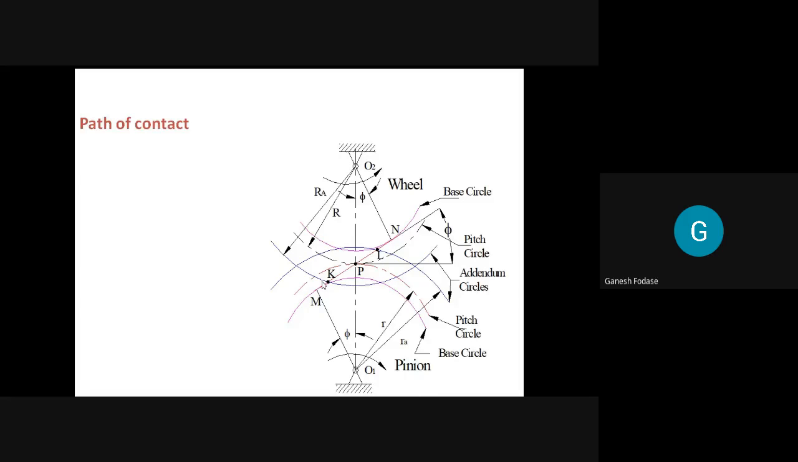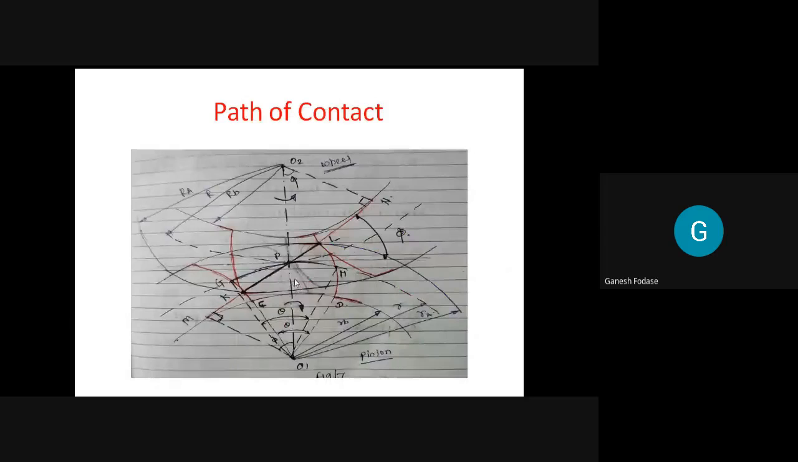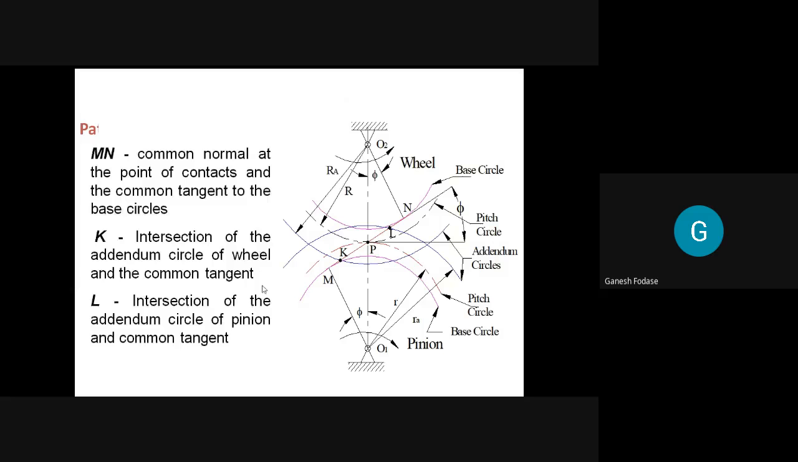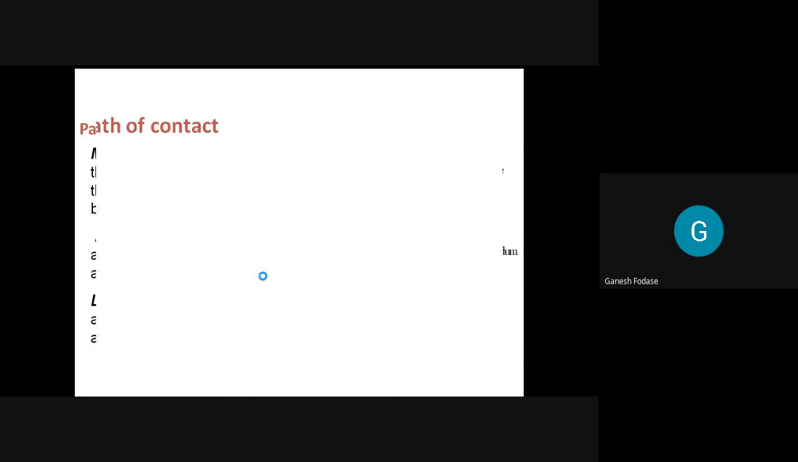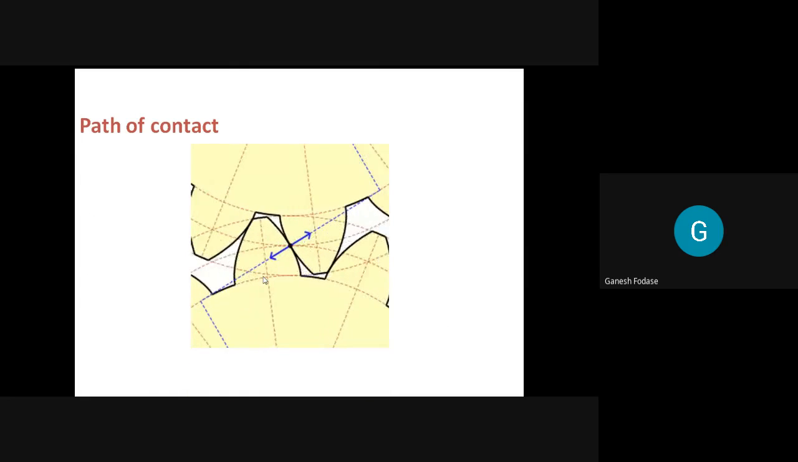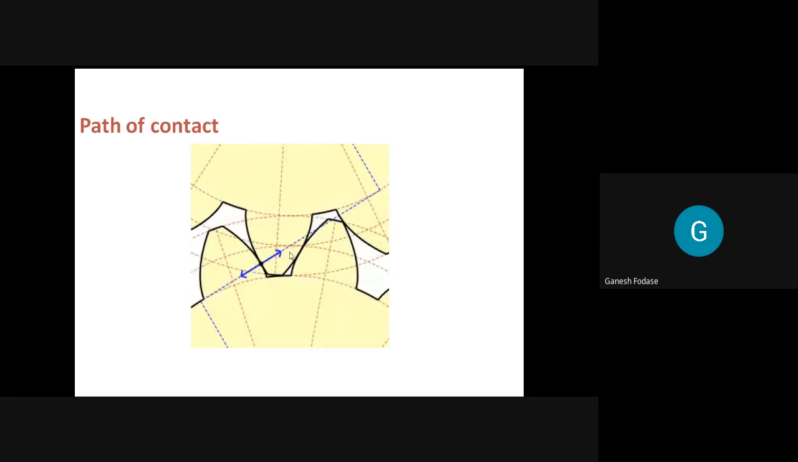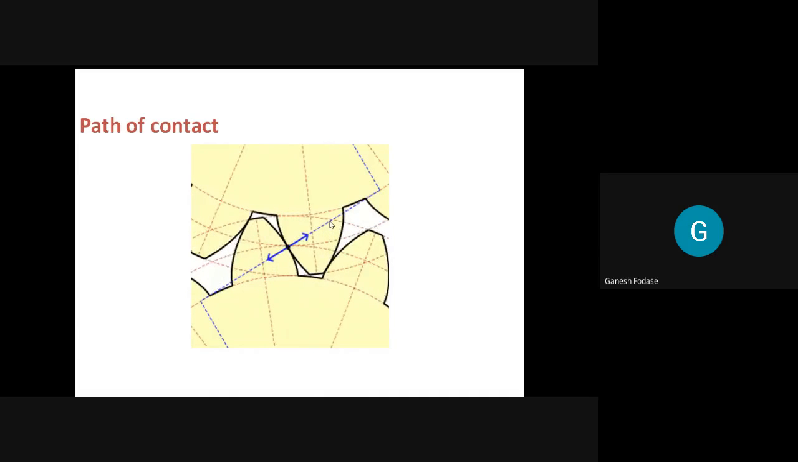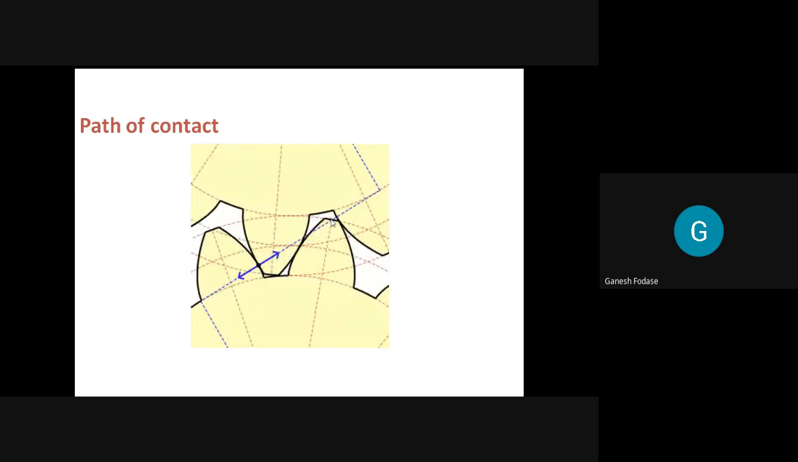Now we have to define an expression for path of contact, and for that I drew the same diagram here, that is KPL is path of contact. Now for the derivation, already I told you these points MN, KL, what they are, and this is the animation for path of contact. You can see it started at this point, it moves along a straight line. You can see this one, and it ends here.